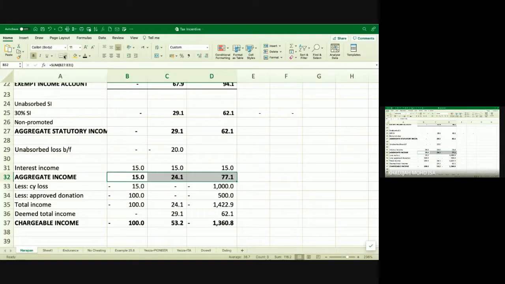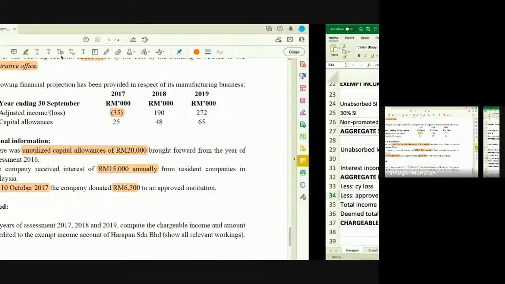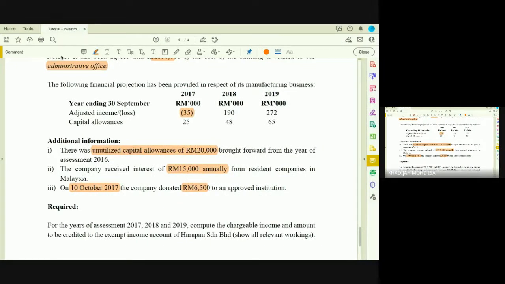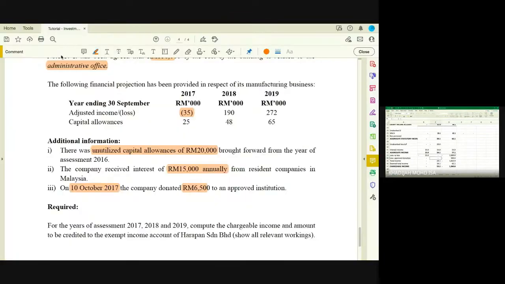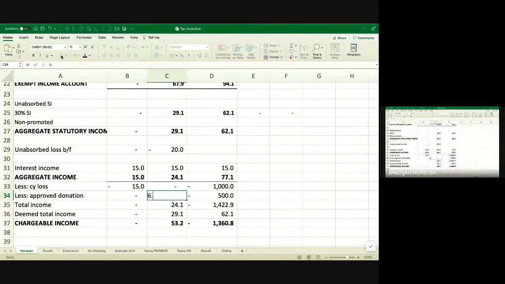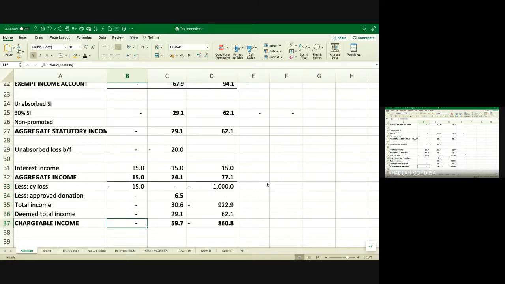So current year loss is this one, 15. Approved donation, you only did that in 2017, October, so that is why it's 2018. So 0 here, but you do have here 6.5. So 0 here. So total income is 15, 0, 0. So chargeable income is 0.